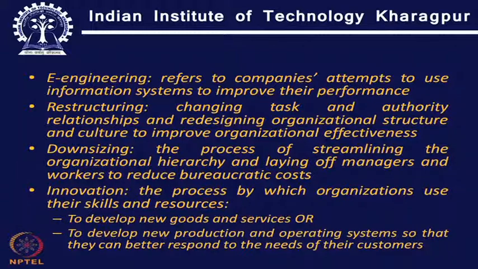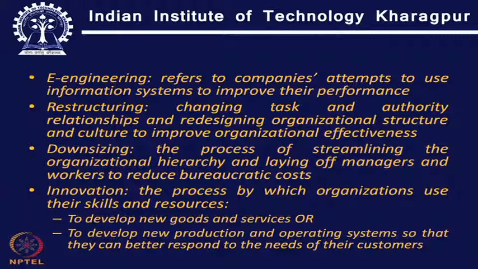When you are talking of re-engineering, it is the company's attempts to use information systems to improve their performance. When you are talking of restructuring, it is the changing of the task and authority relationships and redesigning organizational structure and culture to increase organizational effectiveness. When it is downsizing, it is the process of streamlining the organizational hierarchy and laying off managers and workers so as to reduce the bureaucratic cost.